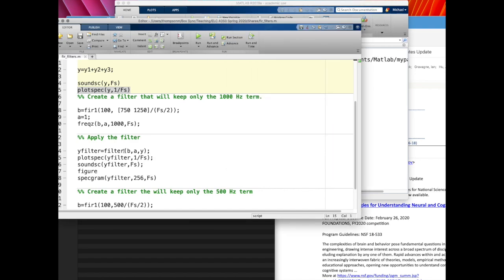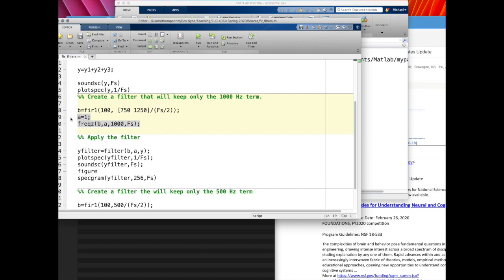From here, I wanted to make a filter. Alright, and we talked about in class how to design an FIR filter. So I want to keep only the 1000 Hertz term, so I need to get rid of the 500 Hertz term and the 2500 Hertz term. So I make a vector, 750 up to 1250, and then I normalize by the sampling rate over 2. And because this is a vector, MATLAB properly interprets this as saying, oh, we must want a bandpass filter. And in class we talked about A is equal to 1.